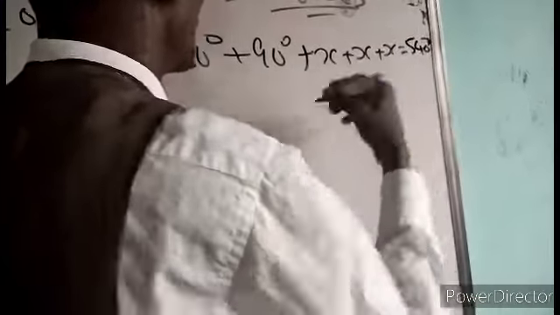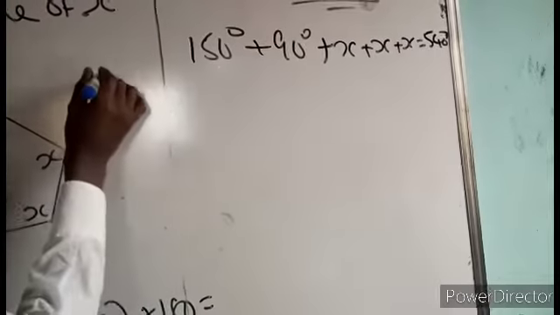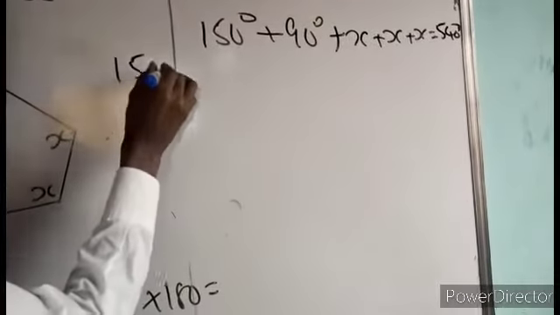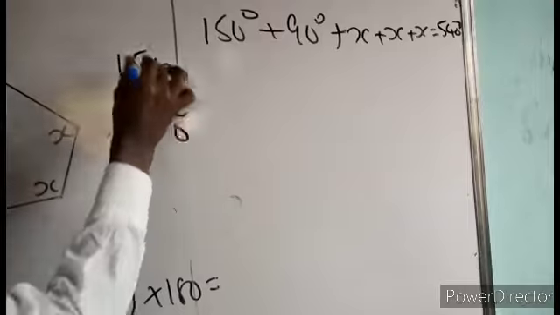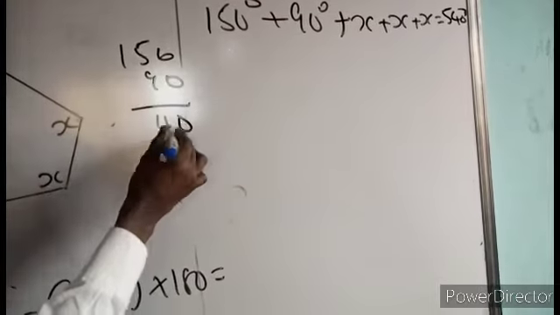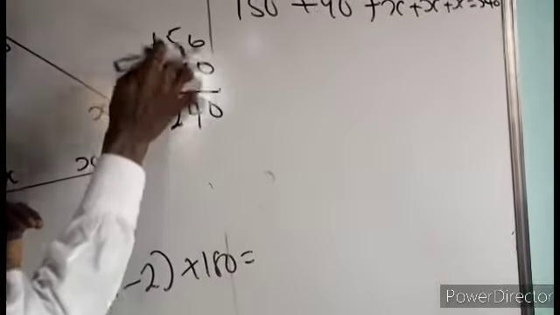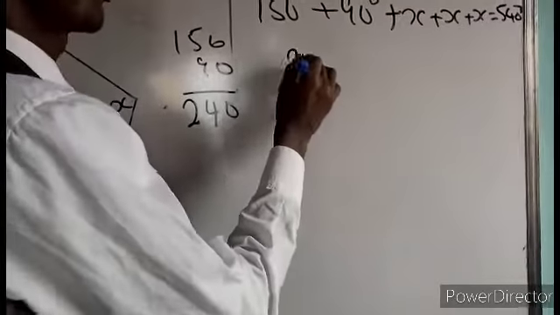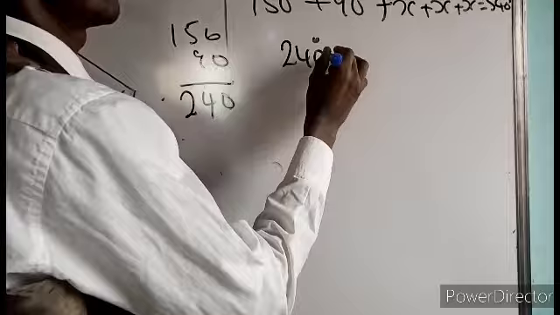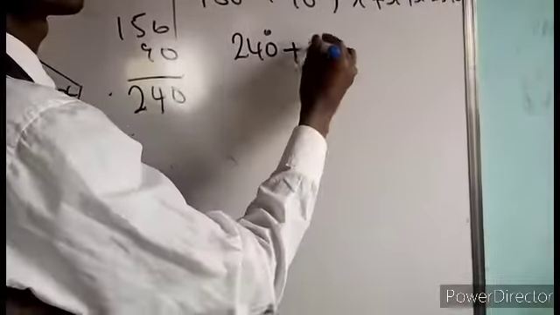540 degrees equals 540 degrees. Let's add this together. 150 plus 90 plus 0. This plus this will give us 4, take away 1. Then we add this, that's 2. That is 240, as you can see. You have 240 degrees plus x plus x plus x will give us triple x.